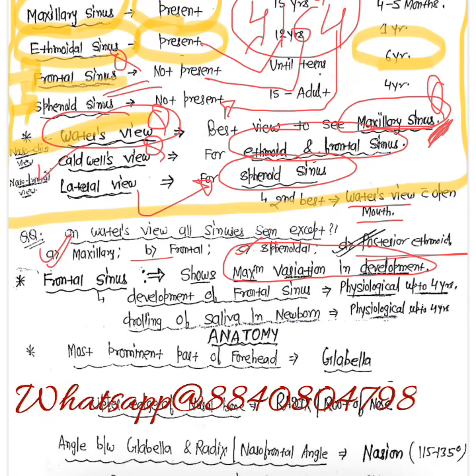Okay, so frontal sinus development is physiological up till 4 years, and if in a question it says it is greater than 4 years, then there is something pathological going on with the frontal sinus. Now the most prominent part of the forehead is called glabella, and the upper edge of the bone is called radix or root of the nose. Nasion is the angle between glabella and the radix. Okay, so it is around 115 to 135 degrees, and the bony cartilaginous junction is called rhinion. So there are different terms, less possibility of them being asked, but you must know them.